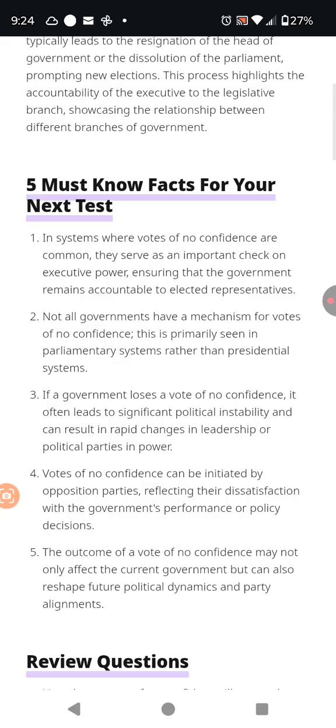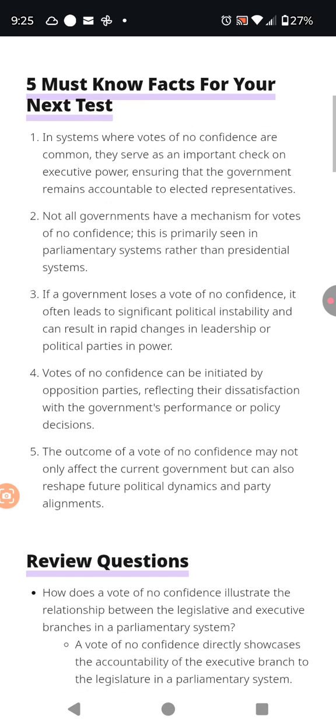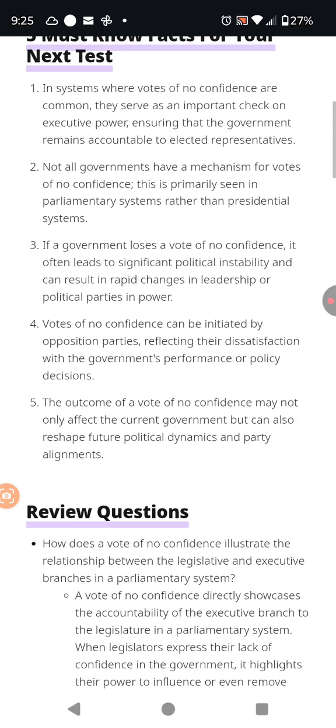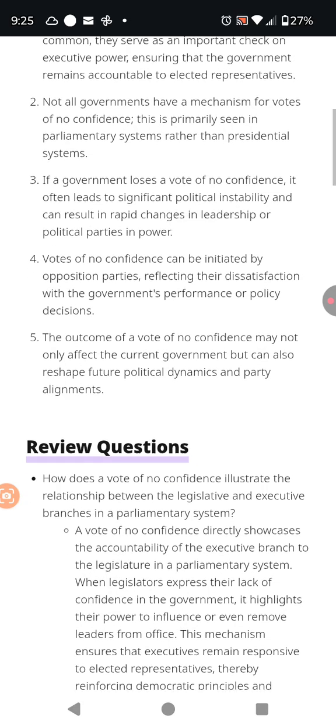Five must-know facts for your next test. Systems where votes of no confidence are common. They are severe and important checks on executive power, ensuring the government remains accountable to elected representatives. Not all governments have a mechanism for votes of no confidence. This is primarily seen in parliamentary systems rather than presidential systems. If a government loses a vote of no confidence, it often leads to significant political instability and can result in rapid changes of leadership or political parties in power.